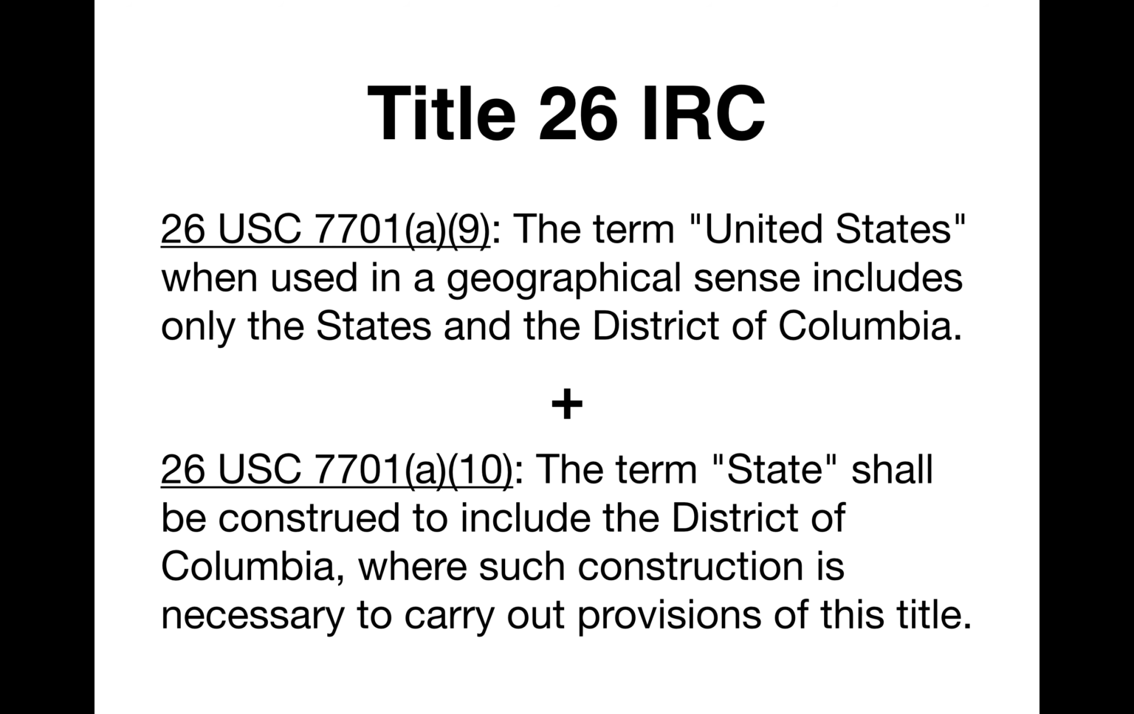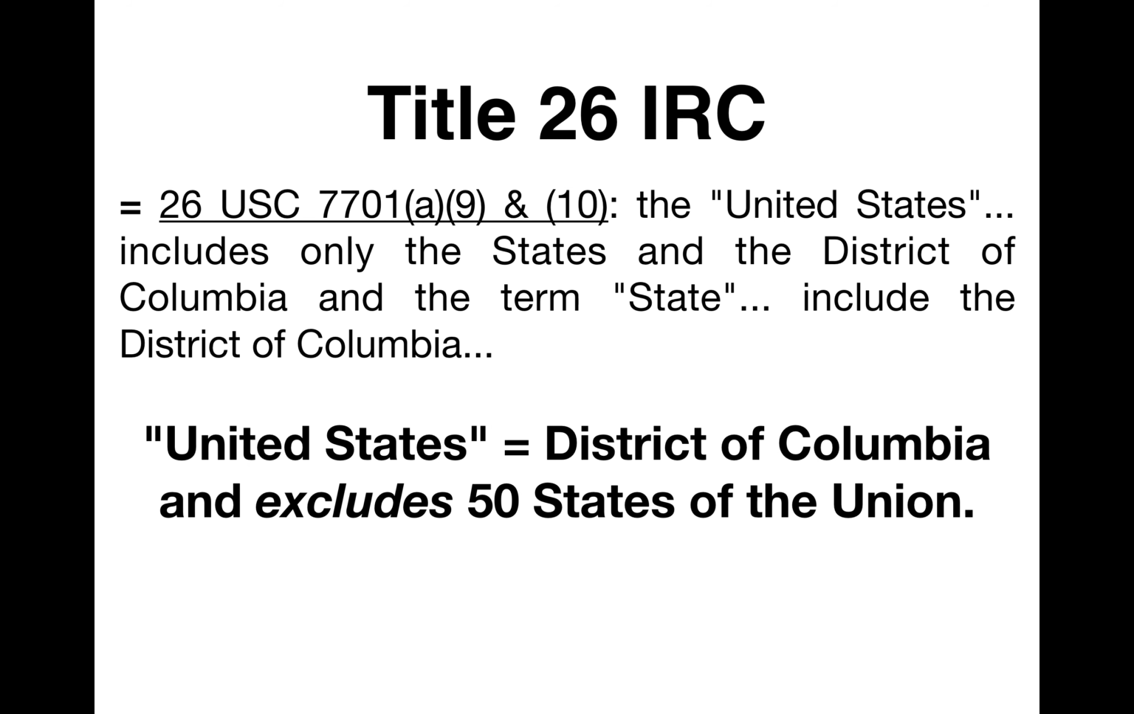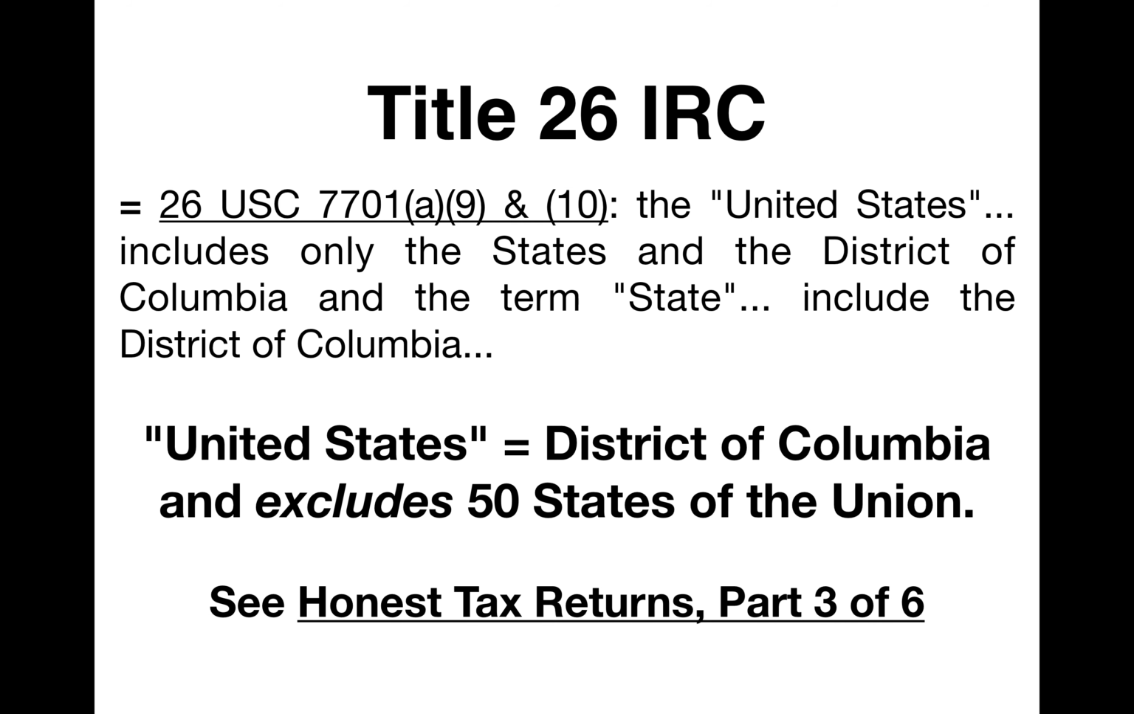So maybe we can put two and two together and we get the United States includes only the states in the District of Columbia, and the term state includes the District of Columbia, which means, in my simple mind, that the United States equals the District of Columbia and excludes the 50 states of the Union. Of course, that is absolutely true. See Honest Tax Returns Part 3 of 6, where we describe what the word internal, as in the word internal revenue, really means. Okay, so in the tax code, the United States equals the District of Columbia and excludes the 50 states of the Union.